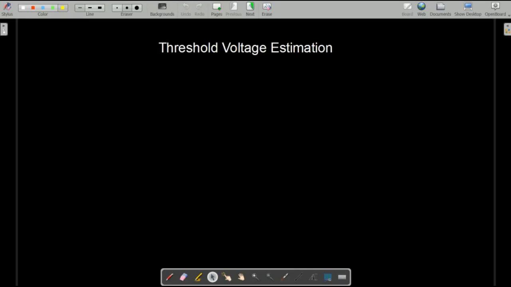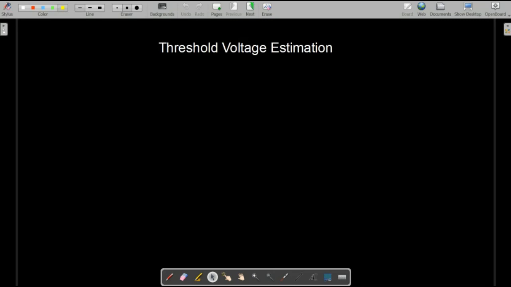So we are going to estimate the threshold voltage of a MOS transistor. So what is threshold voltage? It is the minimum amount of gate voltage required to establish the strong inversion situation. How much gate voltage needs to be applied to establish the strong inversion condition?